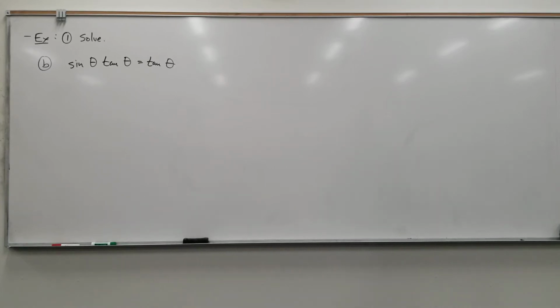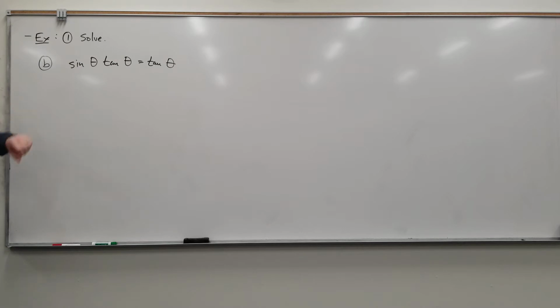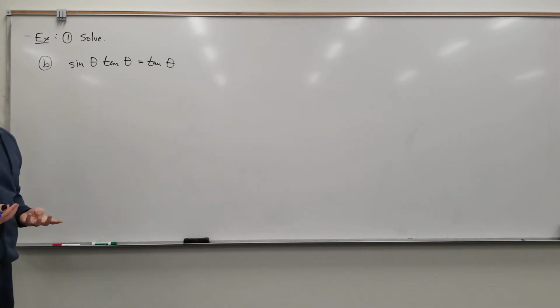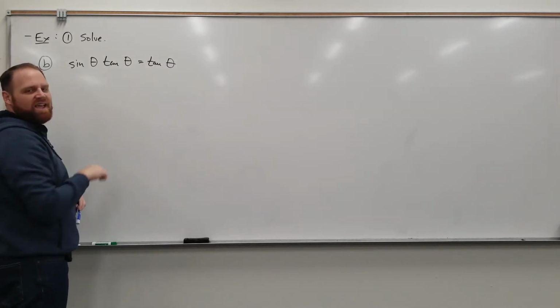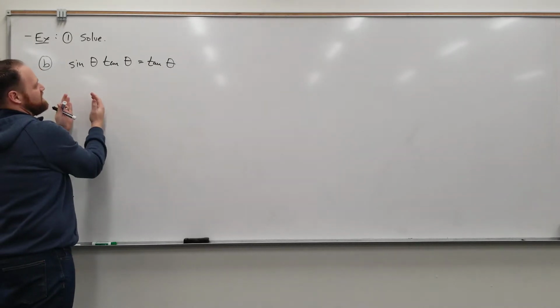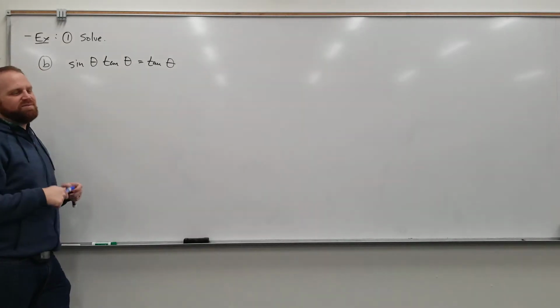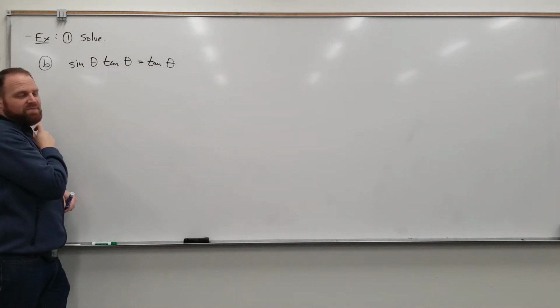Second example, still in 6.2, right? Sine theta tan theta equals tan theta. A big temptation for you is going to be to go ahead and divide both sides by tangent theta, right? And then you would just get sine theta equals 1. It's very tempting to do that, but it's dangerous, okay? Because tangent theta could be 0, right?